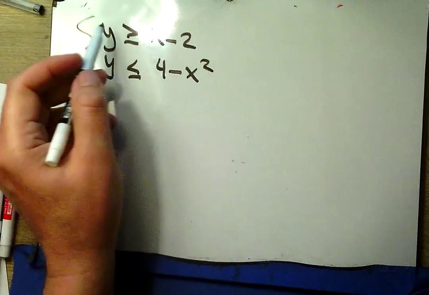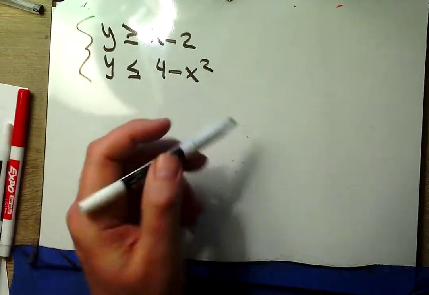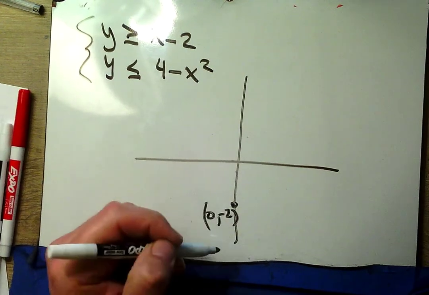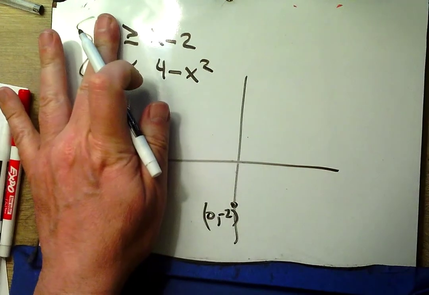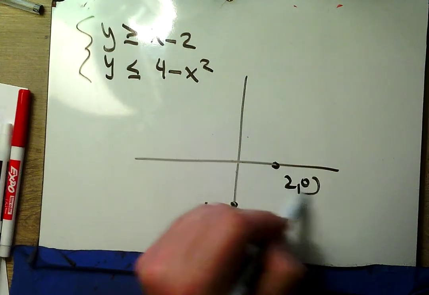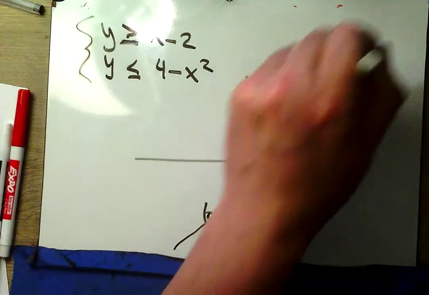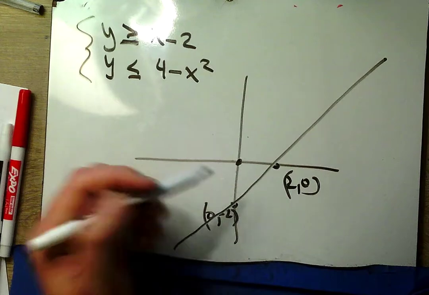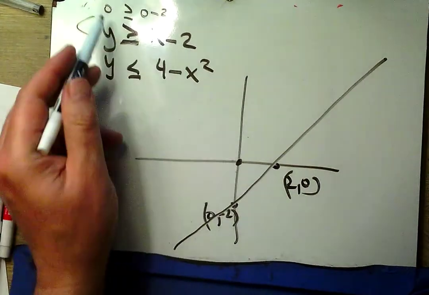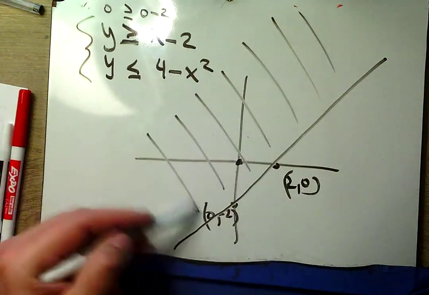Hey, welcome back. So I've got this linear equation, y equals x minus 2. So I know (0, negative 2) is on there. And if I put a 0 here and add 2 to both sides, I get (2, 0) is also on. Because of this, my line is solid. And if I test (0, 0), I get 0 is greater than or equal to negative 2. Well, it is true. 0 is bigger than negative 2, and so I shade here.